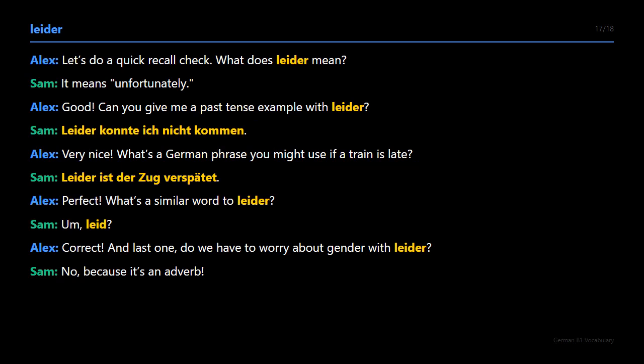Perfect. What's a similar word to "leider"? "Leid." Correct. And last one, do we have to worry about gender with "leider"? No, because it's an adverb.